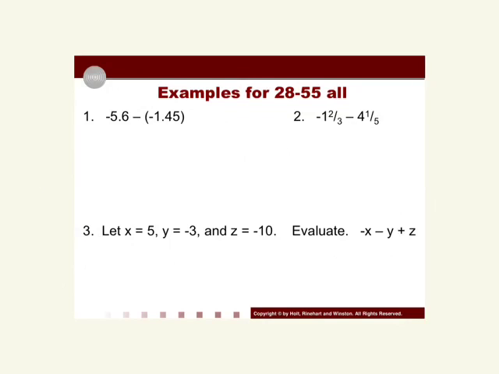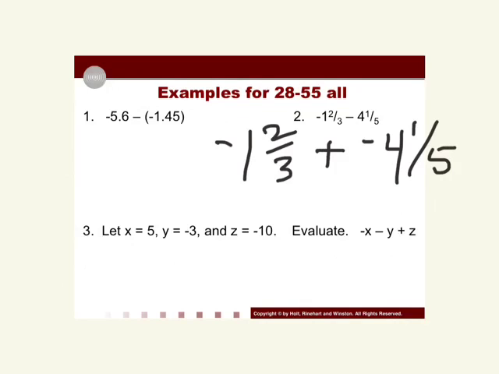So now if we take a look at the fraction problem, again we're going to keep, and we're going to change the minus to a plus, and we're going to change the 4 1/5 to a negative 4 1/5. And now we use the rules for addition. So we have the same sign, so that means we're going to add and keep. So we have to have common denominators. So our denominators are 3 and 5, so our common denominator is going to be 15.